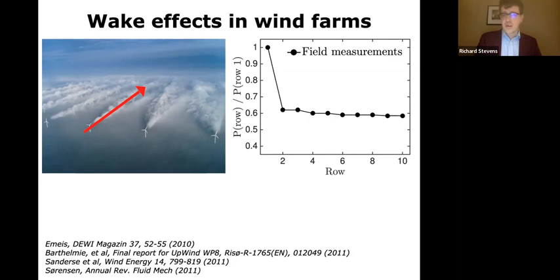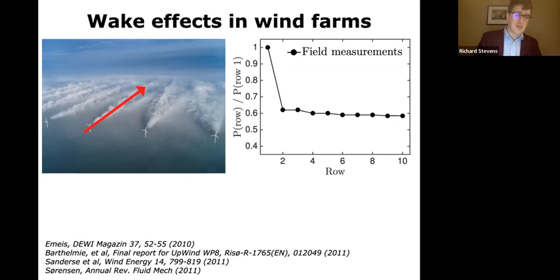So this is indicating some important things already. You see from this that it is a very important effect. These wake effects reduce the power production of these turbines by 40%. This is an important effect to take into consideration. And this happens even when these turbines are spaced quite far apart.